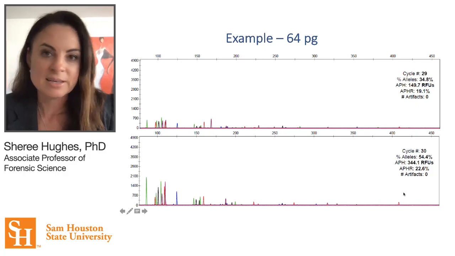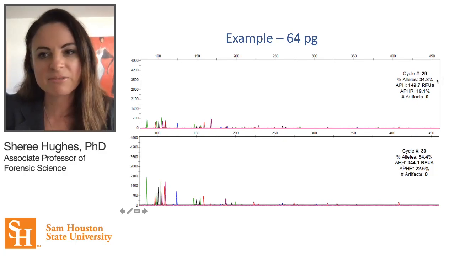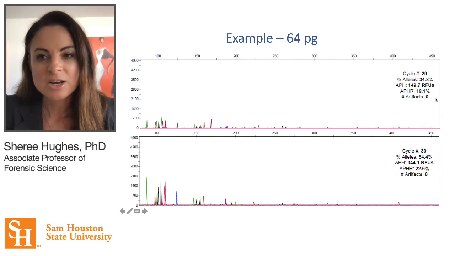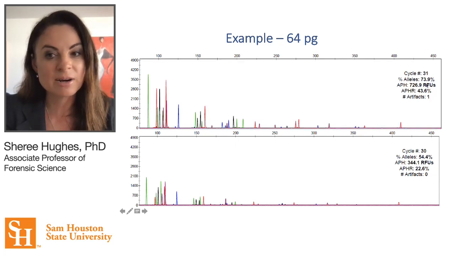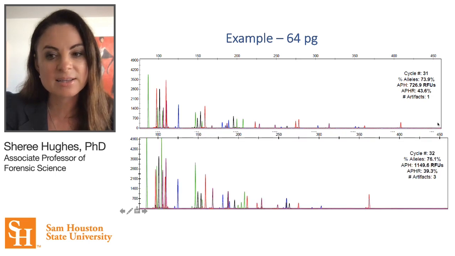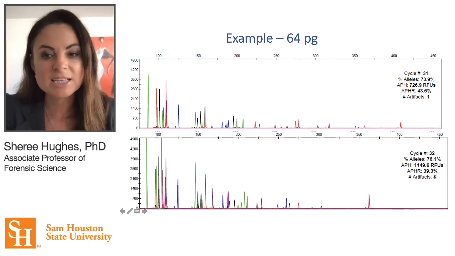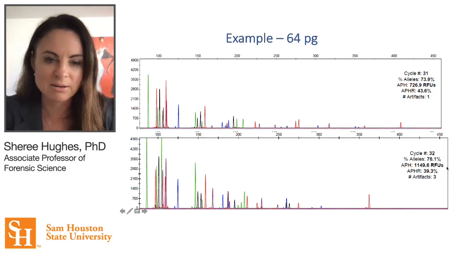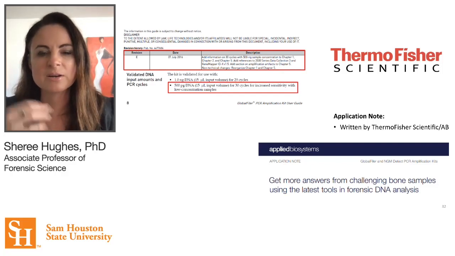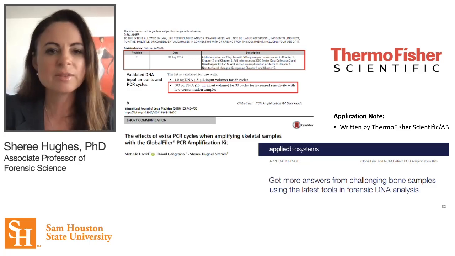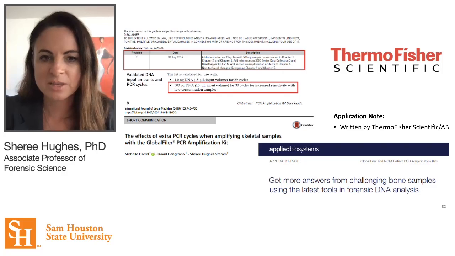So here's an example of a, say, 60 picogram sample with 29 cycles, recovering just under 35% of their alleles with no artifacts. Increased to 30 cycles, we were able to recover another 20% or so without seeing any more unwanted artifacts. Up to 31 cycles, we were then able to recover just over 70% of our profile. But we now start to see artifacts increase, and we're not seeing much improvement at all in our number of alleles recovered. So this work helped Thermo Fisher tweak some of their protocols and also produce an application note, and we also published these results as well.